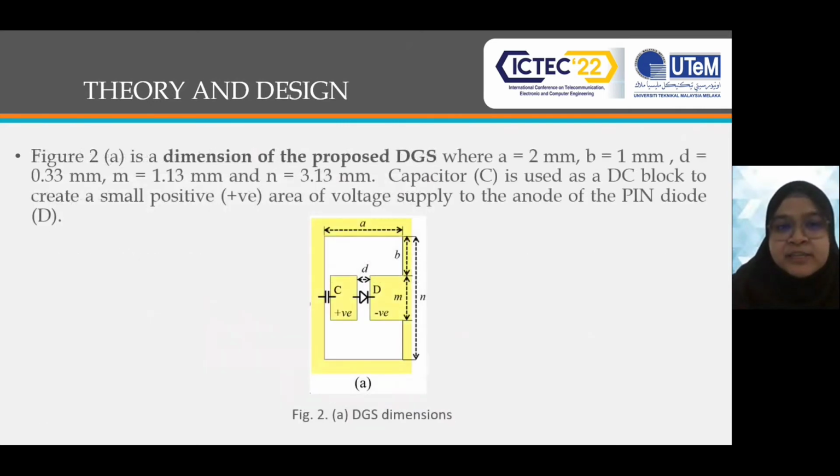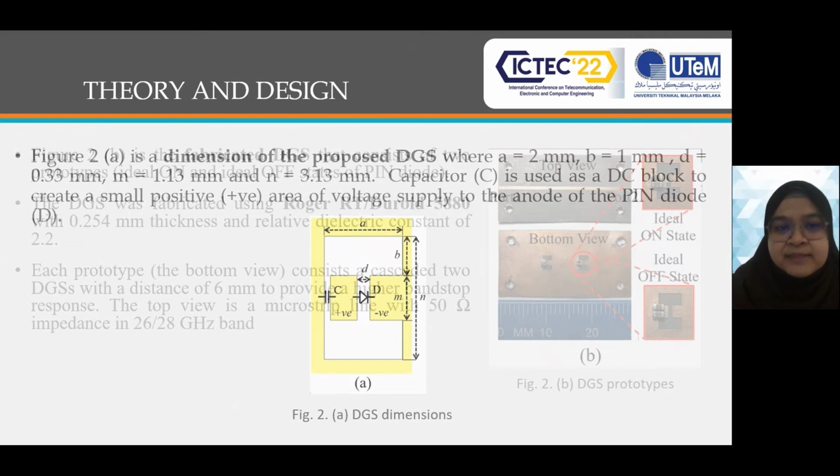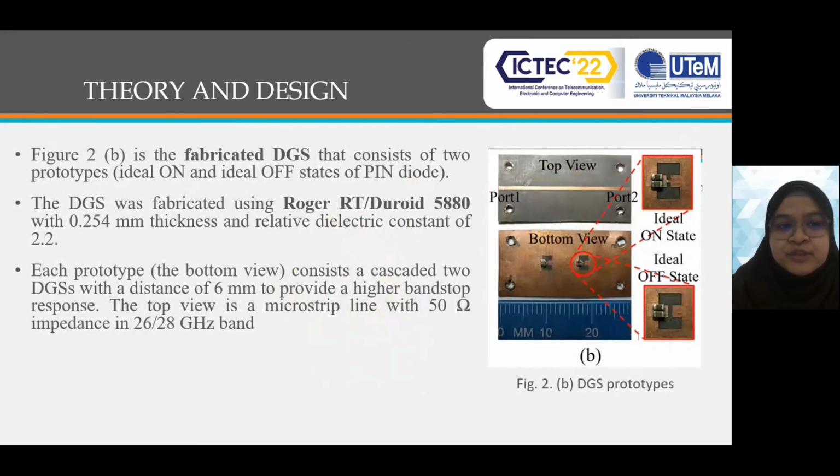Figure 2a is the dimension of the proposed DGS where A equals 2, B equals 1, D equals 0.33, M equals 1.13, and N equals 3.13 mm. A capacitor is used as a DC block to create a small positive area of voltage supply to the anode of the pin diode. Figure 2b is the fabricated DGS that consists of 2 prototypes, ideal on and ideal off state of the pin diode. The DGS was fabricated using Rogers RT Duroid 5880 with 0.254 mm thickness and relative dielectric constant of 2.2.